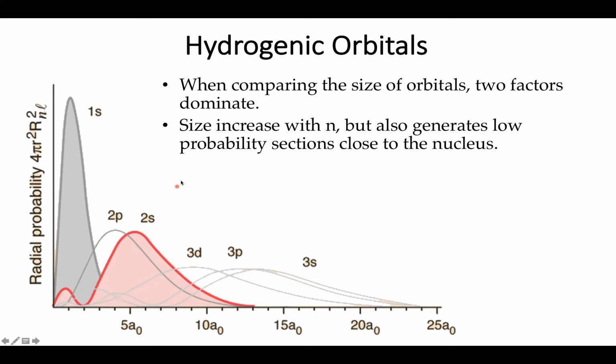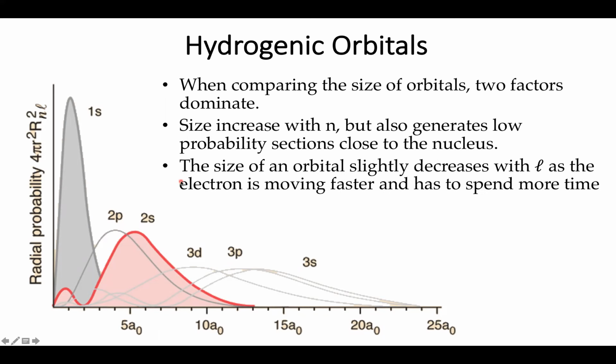However, this also brings us to the other major control on size, which is going to be L, or our angular momentum. Because remember, as L increases, the electron has more of that angular momentum. It's moving faster. And because it's moving faster, it means it has more kinetic energy, which means to offset this unfavorable kinetic energy, it has to have also a higher favorable potential energy. So the faster the electron is, the more time it's going to spend close to the nucleus.